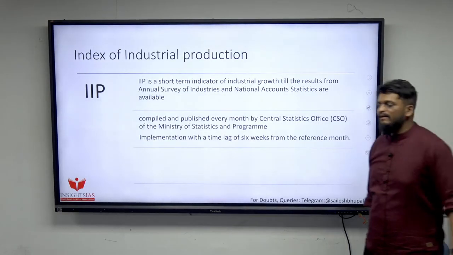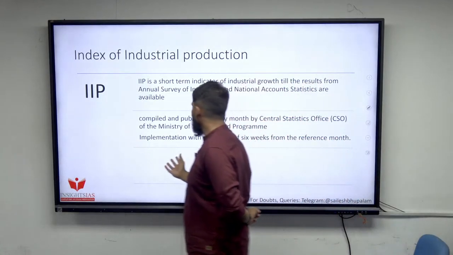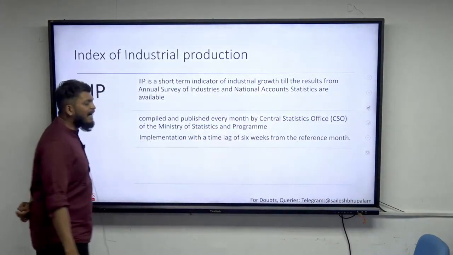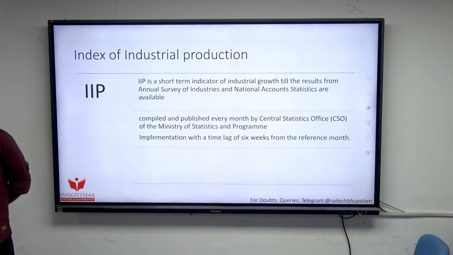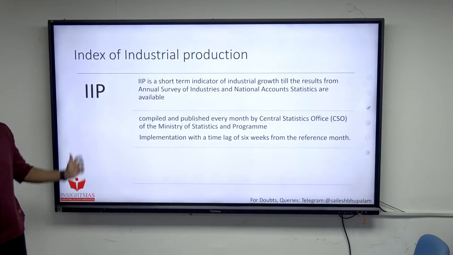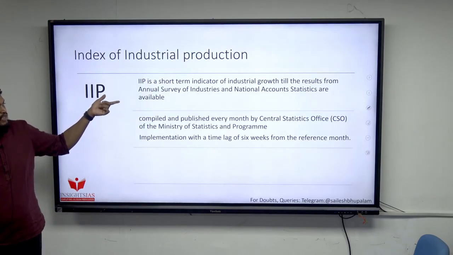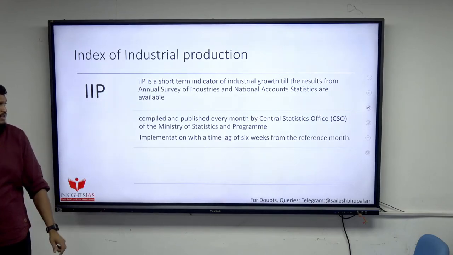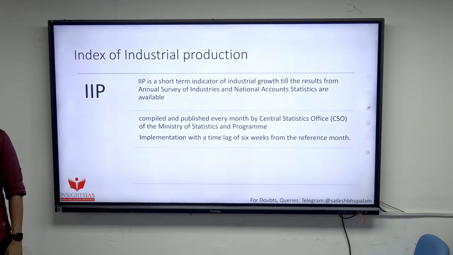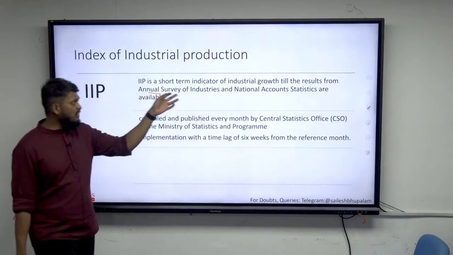IIP is a short term indicator. That means it will be able to give data within 6 weeks. Imagine in January, first week we produced something. By February 2nd week, we will get the data with regard to whatever production has happened in January 1st week. That means for decision making, it is relatively easy. So IIP is a short term indicator of industrial growth till the results from the Annual Survey of Industries and National Account Statistics are available. Actually, accurate data is released by the Annual Survey of Industries.